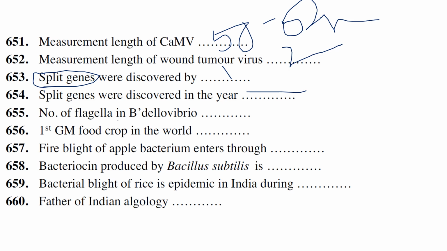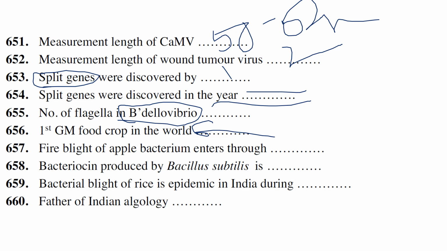Number of flagella in Delftia vibrio. What is Bdellovibrio? A gram-negative bacterium that infects another gram-negative bacterium is known as Bdellovibrio. The number of flagella present is a single polar flagellum. First GM food crop in the world: Flavr Savr. Okay, that was released by a company called Calgene, I think.